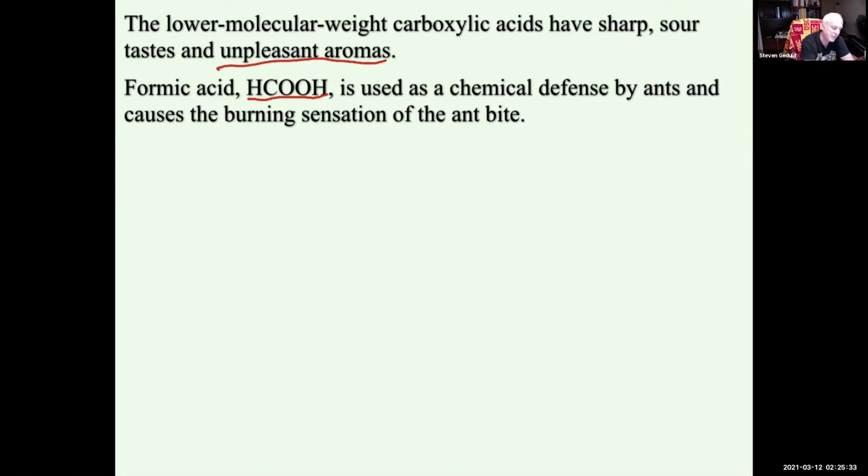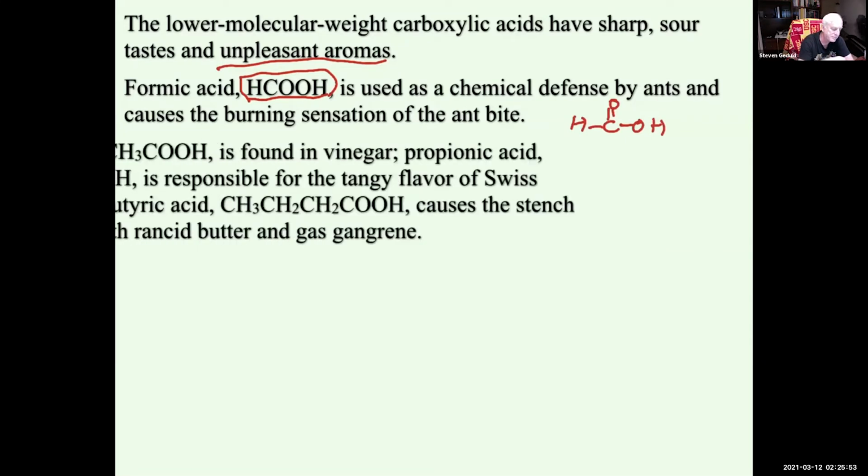And it burns because they release formic acid, which is methanoic acid, which, if you want to draw it out, it's just 1 carbon. Okay, and that's methanoic acid. That's the formic acid. That burns through your skin. That's what causes that burning sensation when those ants bite out here.